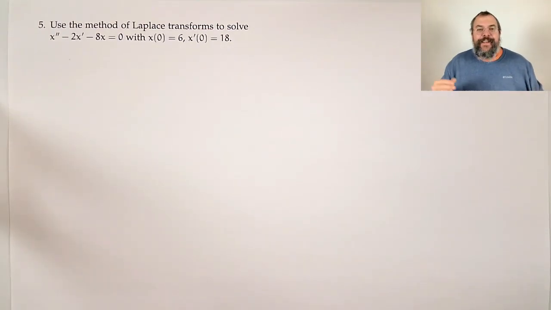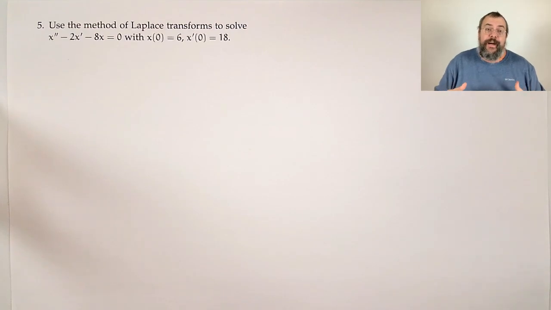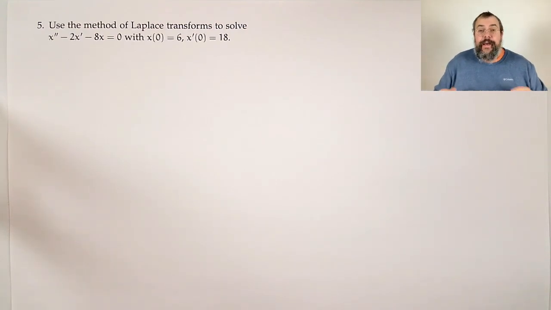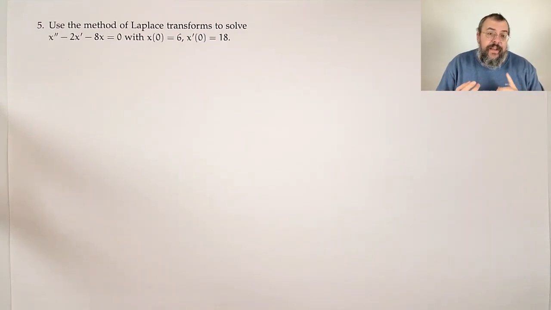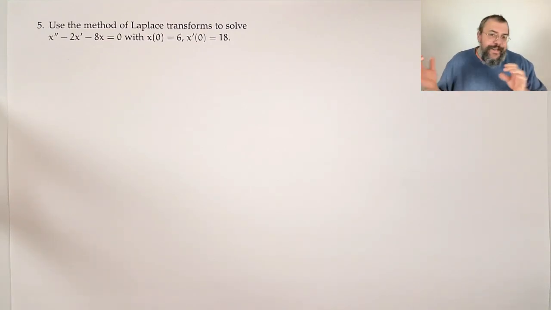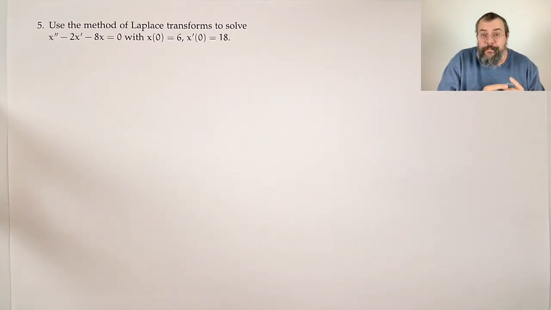Okay, all right. Use the method of Laplace transforms to solve x double prime minus 2x prime minus 8x equals 0. And we're told that x of 0 equals 6 and x prime of 0 equals 18. And you're probably thinking, well, I don't need Laplace transforms to solve this, right? No, you don't, but we got to follow the instructions.